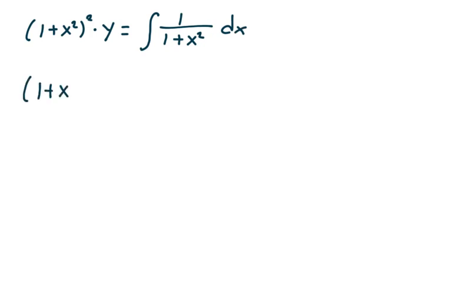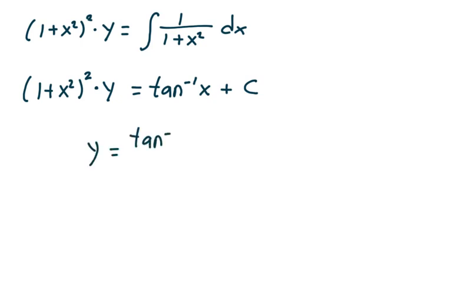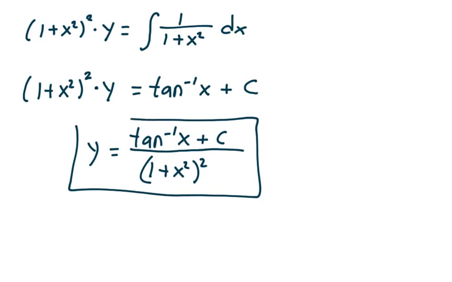So 1 plus x squared to the second times y is the integral of 1 over 1 plus x squared dx. And we're almost done. Well, that's just arctangent of x plus c. And pretty much I'm done. So this says y is arctangent of x plus c divided by 1 plus x squared raised to the second power. And that'll conclude this video.